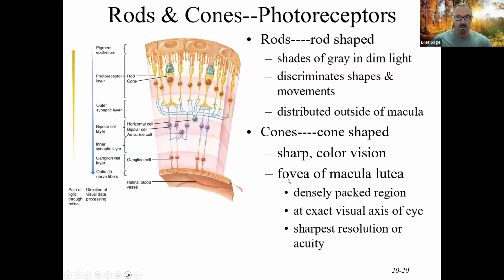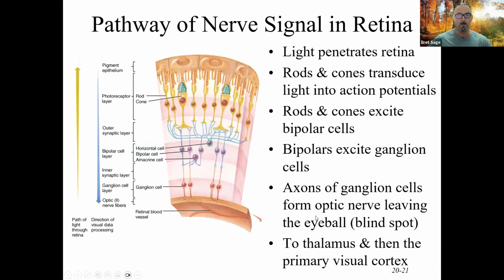The fovea centralis, or fovea, of the macula lutea is the center of our greatest visual acuity. It's a densely packed region of cones at the exact visual axis of the eye. That means if you go straight back from the center of the eye, right there at the very back, in a straight line, is your fovea. It gives us the sharpest resolution or acuity, and this is where an image of text or a person's face or something of great interest would be sitting if we were looking at it.